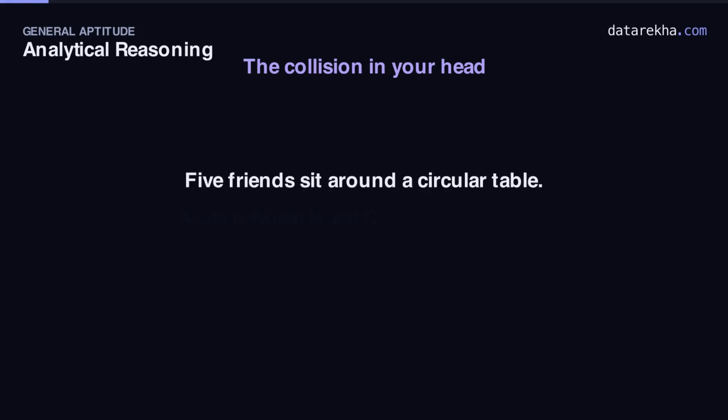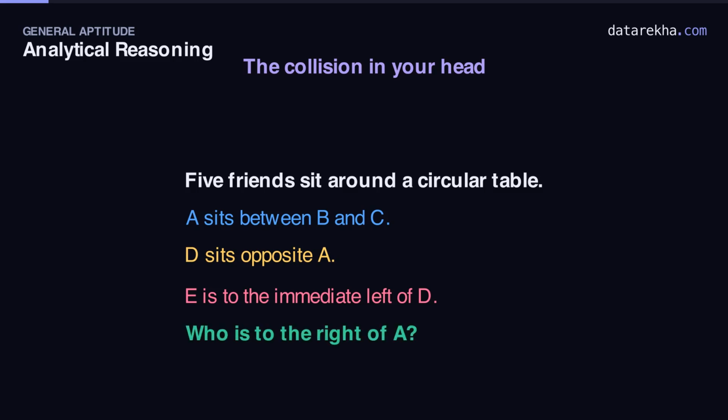Read this slowly. 5 friends sit around a circular table. A sits between B and C. D sits opposite A. E is to the immediate left of D. Who is to the right of A?